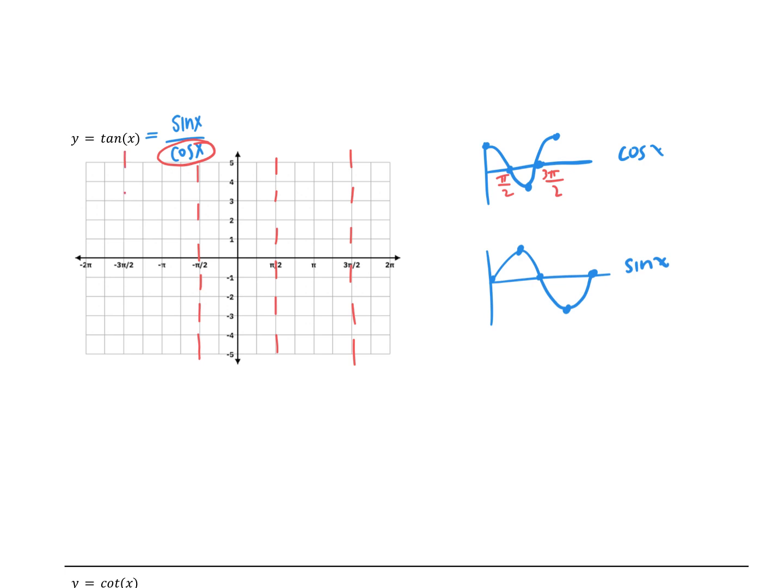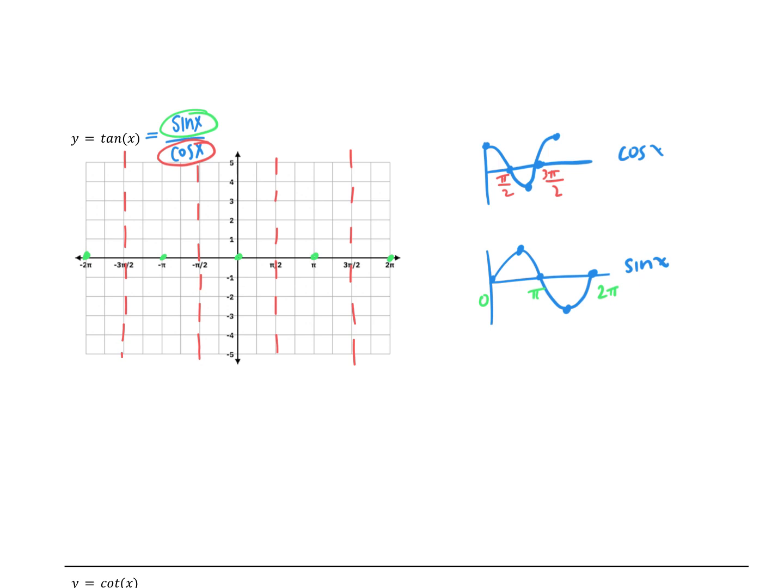And same on the negative side. This time we are going to have x-intercepts, and our x-intercepts are going to come from when sine x is equal to 0. So that's going to be 0, pi, and 2 pi, 0, pi, 2 pi, and the negatives. There we are.